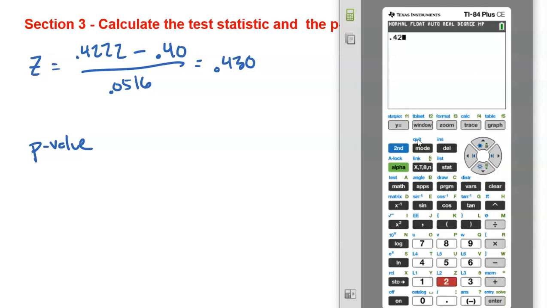Now, actually, this is not a huge deal, but I'm going to do the 38 divided by 90, getting me all the decimals. Subtract the 0.40, divide by the 0.0516. And I get that z-score of 0.43. Technically, if I do all that rounding, it should be 0.431.